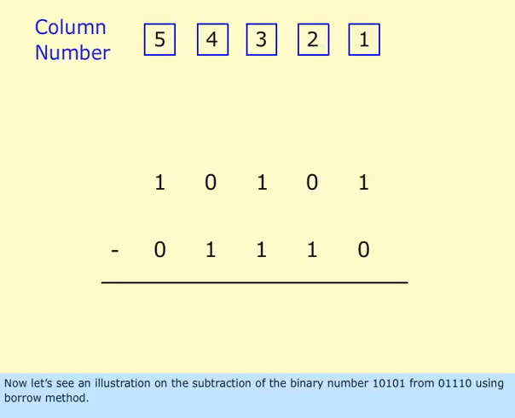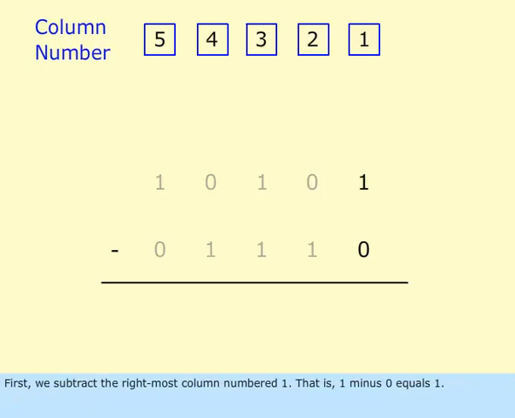Now, let's see an illustration on the subtraction of the binary number 10101 from 01110 using borrow method. First, we subtract the rightmost column numbered 1, that is, 1 minus 0 equals 1. Then, we do subtraction in the column numbered 2.